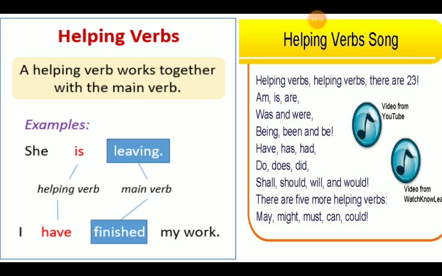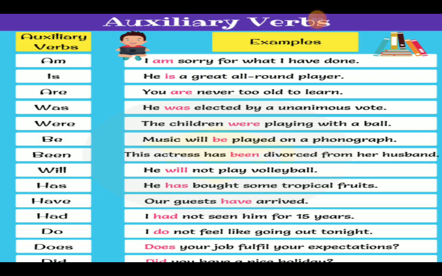That's all about it. So for helping verbs, we have given examples, and then sometimes helping verbs can work on their own. For example, I'm sorry. Here in the sentence I'm sorry, it is acting as a main verb. And then the next sentence, he is a great all-round player. Here it is acting as a main verb.